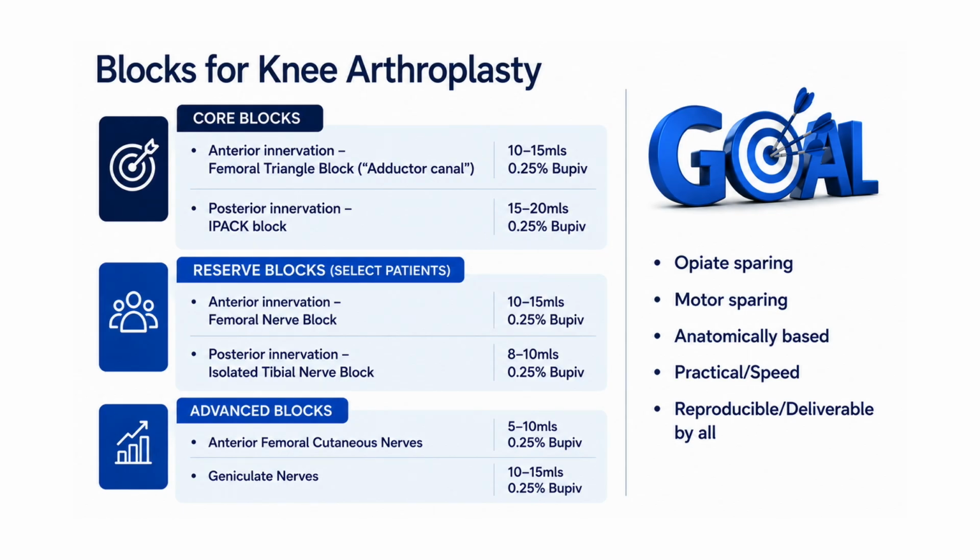The femoral nerve block still has a role for difficult patients, and we can target the posterior innervation by doing an isolated tibial nerve block, which is a selective block of part of the sciatic nerve. And then there are perhaps some more advanced blocks which are not necessarily technically difficult to do, but they are just another thing to layer on to your practice, which may be too much for a lot of people after a spinal and then 2 other blocks in someone who's perhaps an already challenging patient. But that's the cutaneous nerve blocks and the genicular nerve blocks.